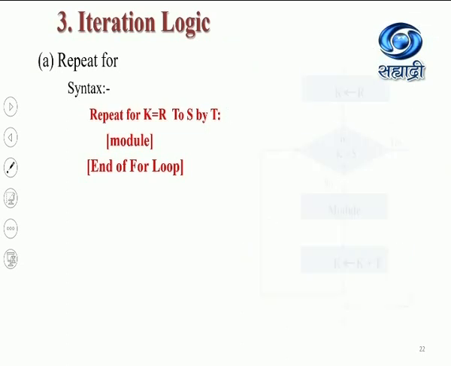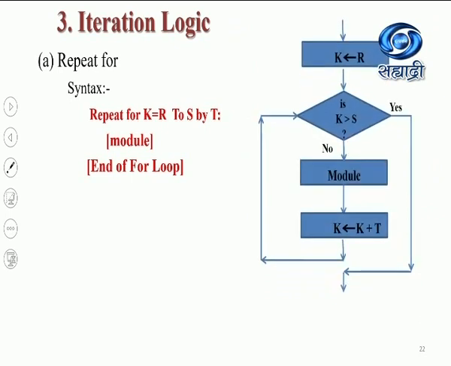Okay. This is the flow chart of this repeat for structure. Here you can see this is the initialization part. This is the condition. So k is initialized, then the condition k is greater than s is checked. If this condition is false, then execute that module and increase the value of k, and when k is greater than s, this condition will be true, then it goes for the next statement. So this condition will decide how many times that loop should be executed.